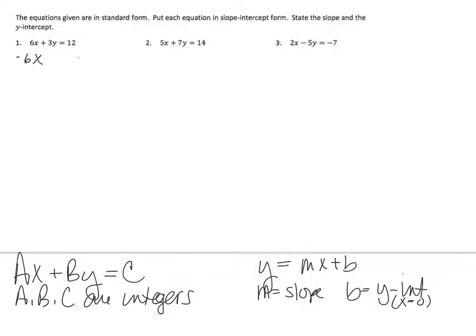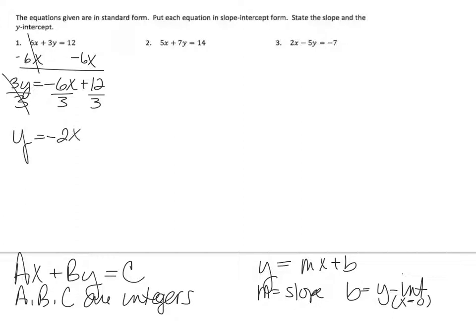All right, so let's do that. Subtract 6x from both sides. 3y equals negative 6x plus 12. Divide everything by 3, everything. Y equals negative 2x plus 4. My slope is negative 2. My y-intercept is 4.